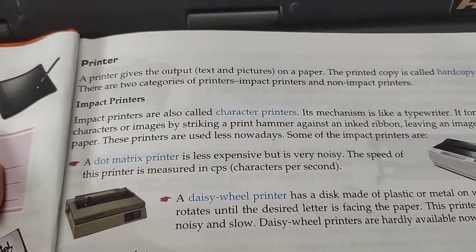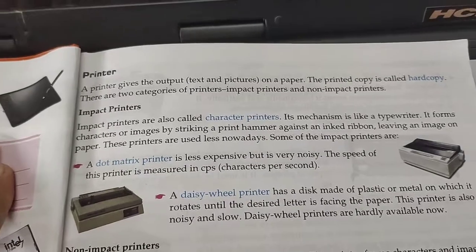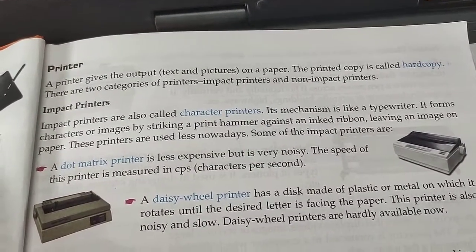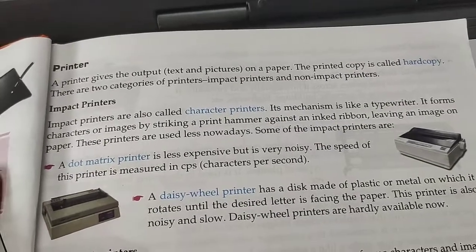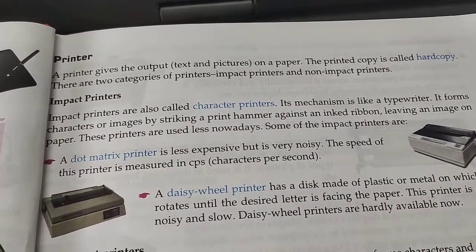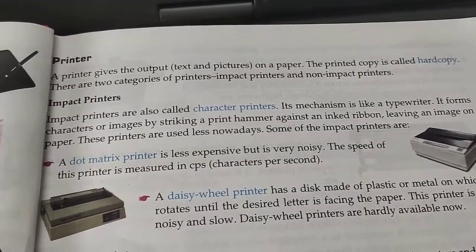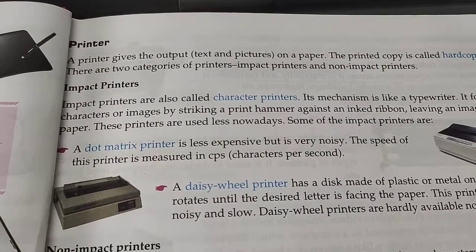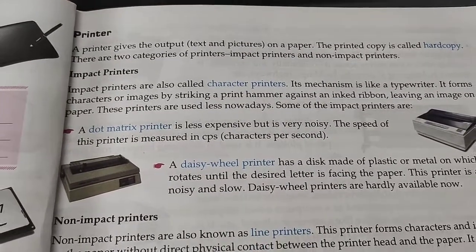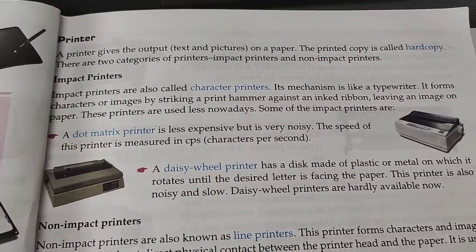Impact printers are also called character printers. Their mechanism is like a typewriter. It was used earlier, in the way of a typewriting system. In impact printers there are many types: one is the dot matrix printer and one is the daisy wheel printer.